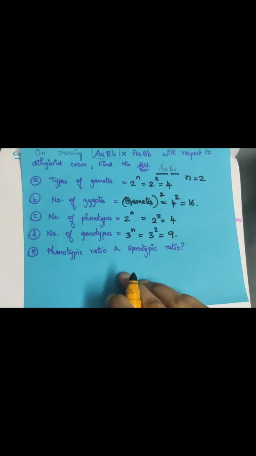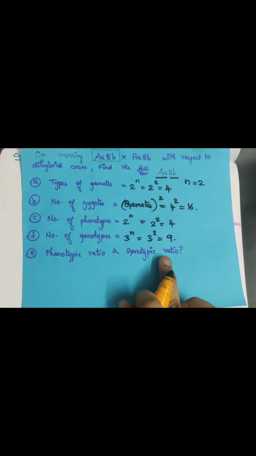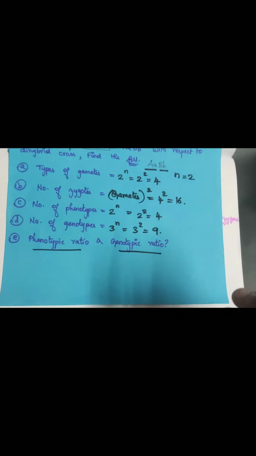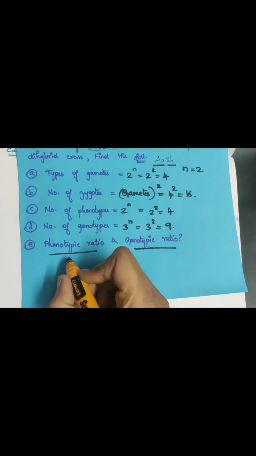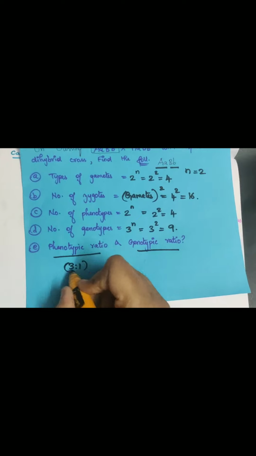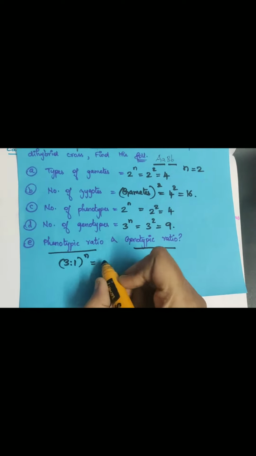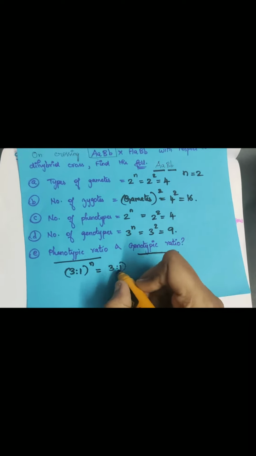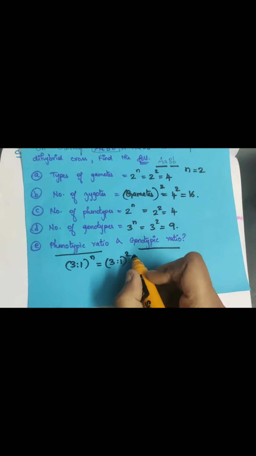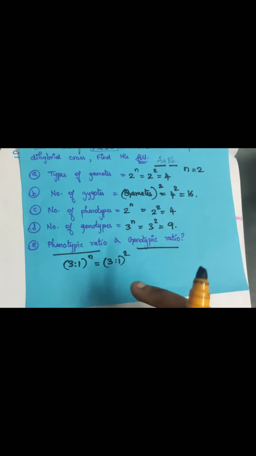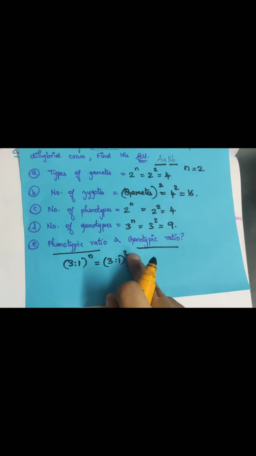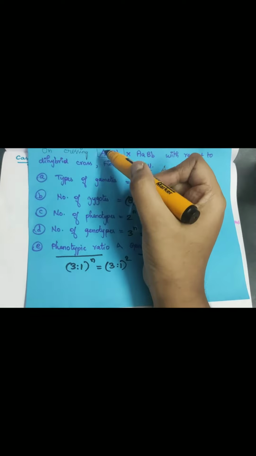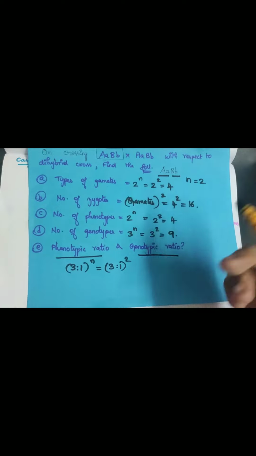Okay, now here phenotypic ratio and genotypic ratio are asked. Here I am writing the phenotypic ratio and genotypic ratio directly, like I have taught you in the previous video. You should put 3:1 power n, right? Because 3:1 is the phenotypic ratio of the monohybrid cross, we know that very clearly. And 3:1 power 2, why? Because it is a dihybrid cross, so I am putting 2 here. You might have observed in the last video I put 3, because that was a trihybrid cross. Clear? Why is it a dihybrid cross? Because it involves 2 genes, A and B.